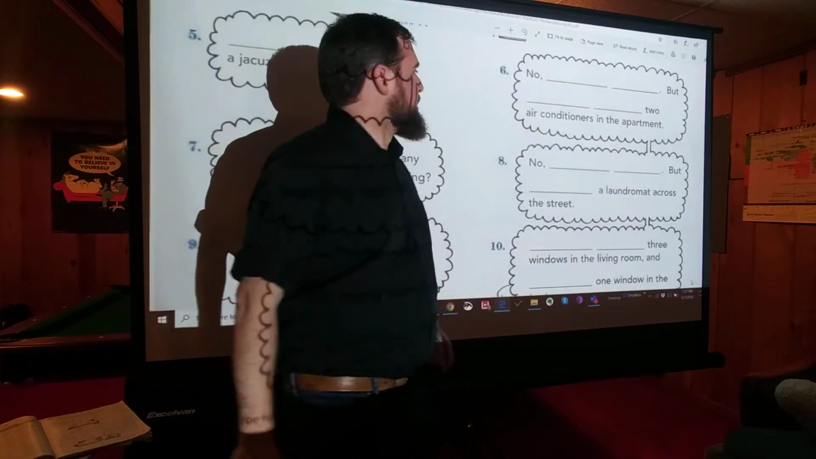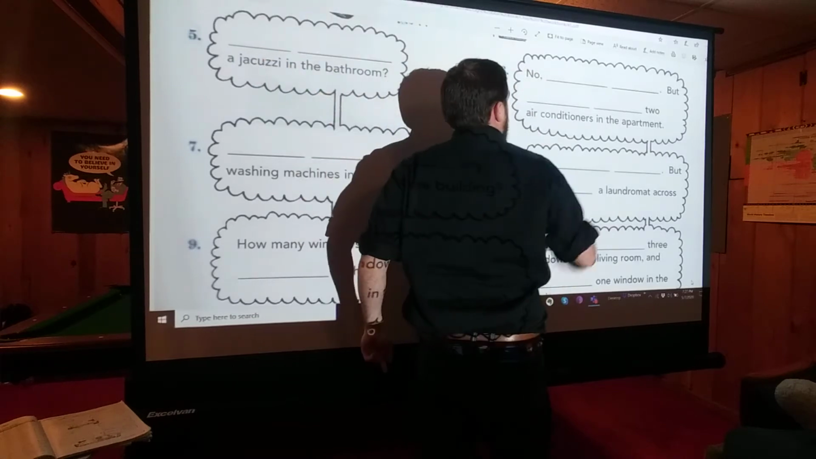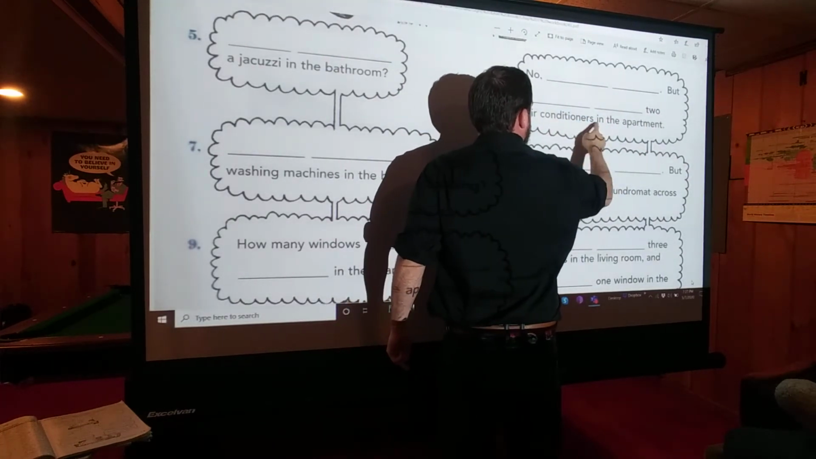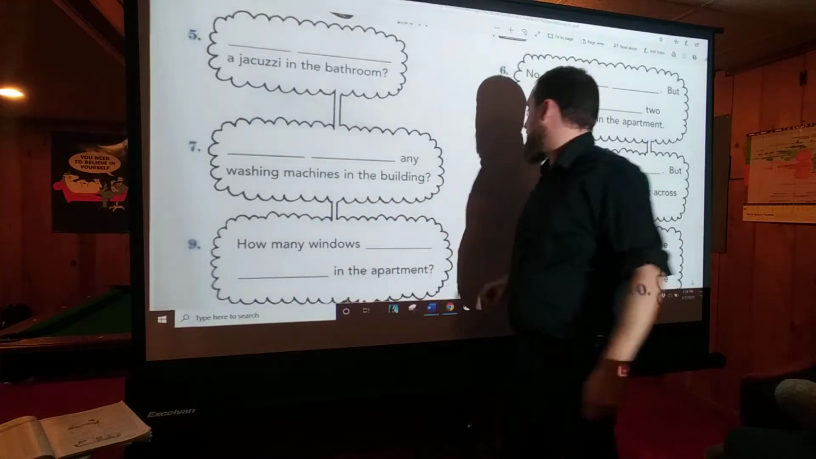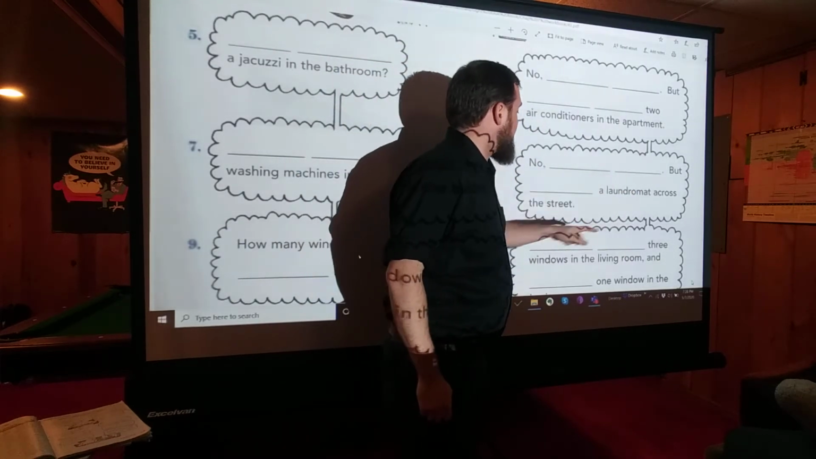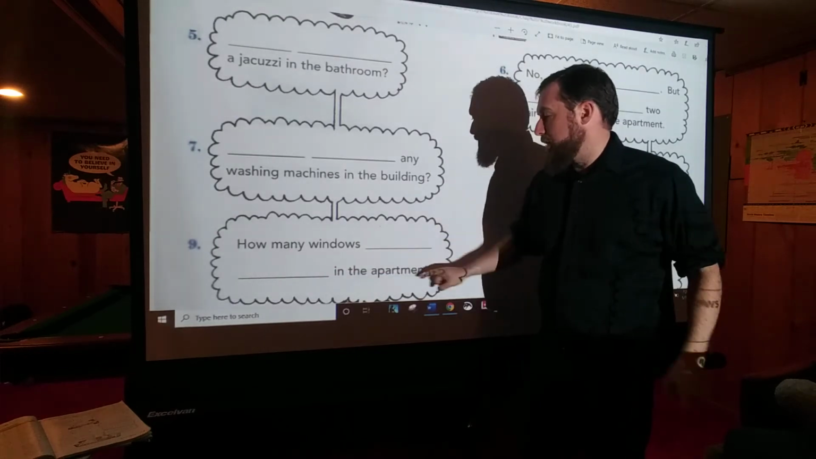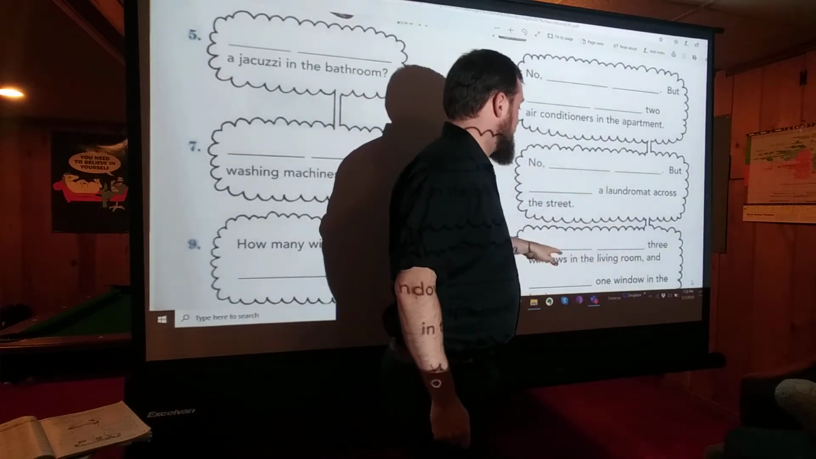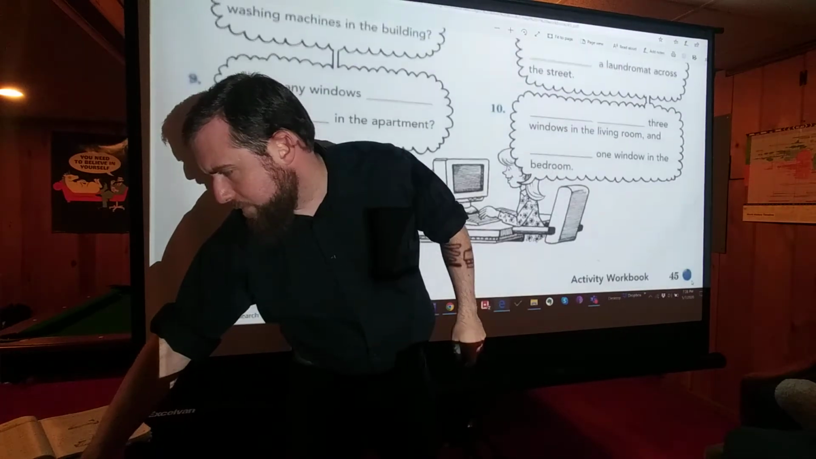Number 5. Is there a jacuzzi in the bathroom? Capital I on is. No, there isn't. But there are 2 air conditioners in the apartment. Are there any washing machines in the building? No, there aren't. But there's a laundromat across the street. Number 9. How many windows are there in the apartment? There are 3 windows in the living room, and there's 1 window in the bedroom.